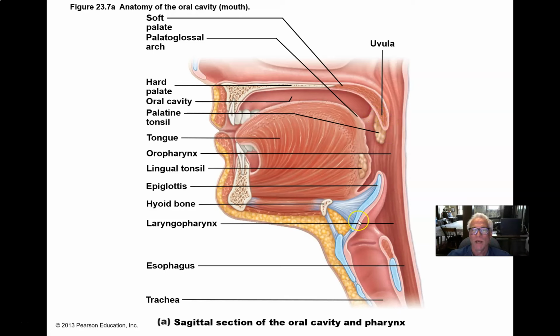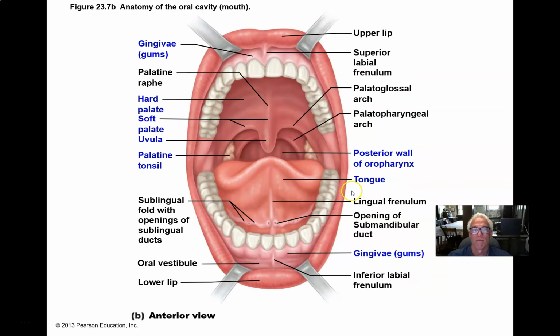When you swallow, the epiglottis is going to fold down over this opening to the larynx so that liquids and solids coming from the oral cavity are going to pass by and then be forced down into the esophagus, where they'll be pushed down into the stomach by peristalsis.